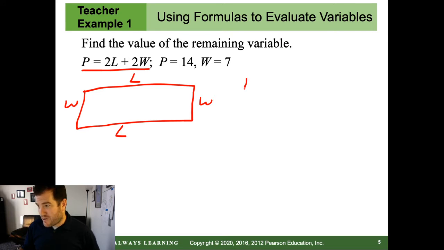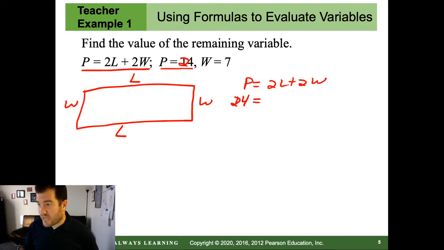So then I go to P equals 2L plus 2W. Then what I do from there is I just plug in where I can. Do I know what P is? Well, if I come up here, I see that P is 14. And then I think I changed that actually. Let's change that to 24.